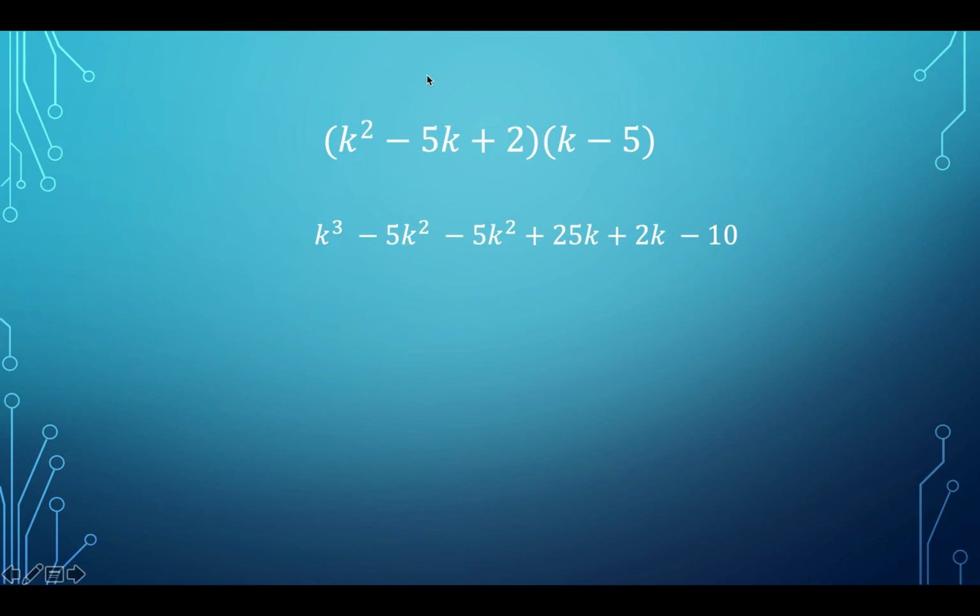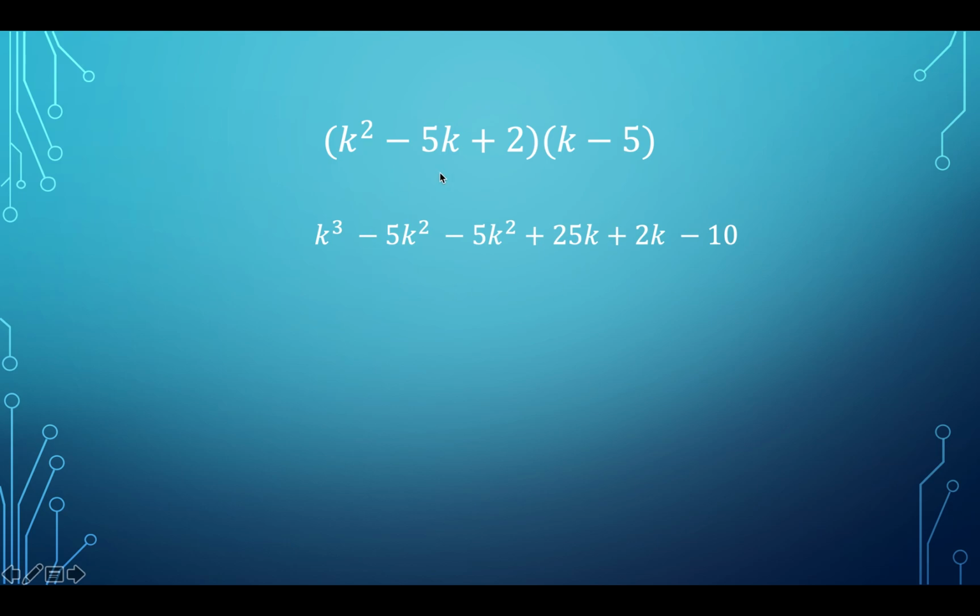So I'm going to do k squared times k, and I get k cubed. k squared times negative 5, I get minus 5k squared. Okay, now I'm done. I've distributed this k squared to each of these terms. Now I'm going to move on to the next term. So I have minus 5k times k, so I get minus 5k squared. Minus 5k times negative 5, I get plus 25k. Okay, you distribute it to every term. Now I'm going to worry about this positive 2. 2 times k, 2k. 2 times negative 5, I get negative 10.